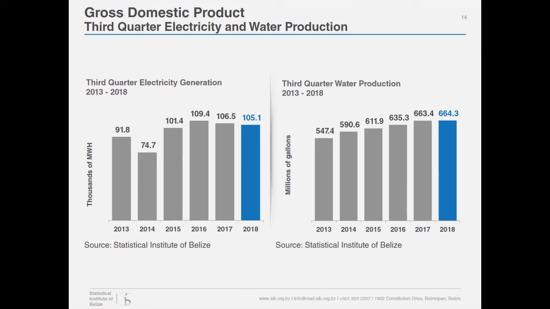Electricity generation went up by 1.4% or 1,400 megawatt hours due to limited rainfall in the Baca Reserve. The marginal increase in water production from 663.4 millions of gallons to 664.3 millions of gallons in 2018 was due to the ongoing connection in the rural area. Now we're looking at the tertiary industry.